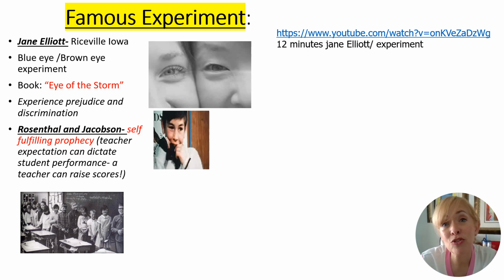Stanford made a documentary, and there's lots to read about it. There's also a book called The Eye of the Storm. Get it? The Eye. We're Floridians. We know what the eye of the storm is. And so it's very interesting, very famous. Know her name, Jane Elliott, and it's the blue-eye, brown-eye experiment. I showed it in class. If you didn't see it in class, make sure that you see it.